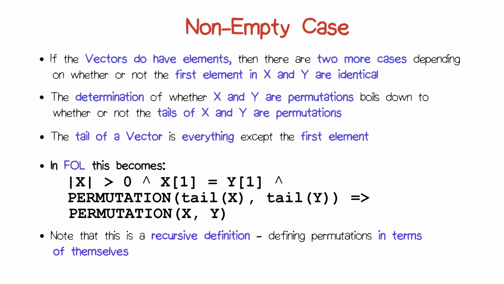We couldn't say that x is a permutation of y if x is a permutation of y. That wouldn't be a meaningful induction. But here, because we're shrinking it at every step, it is in fact a meaningful induction.